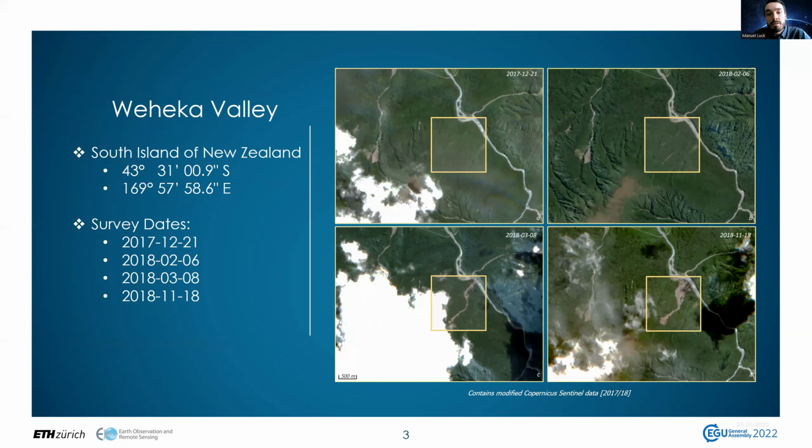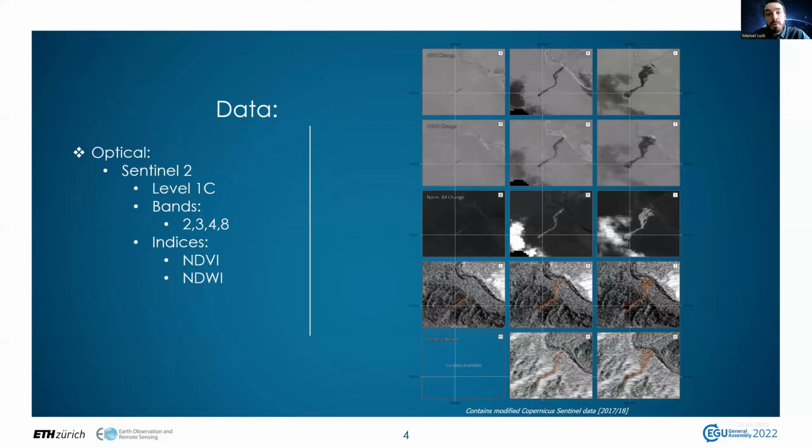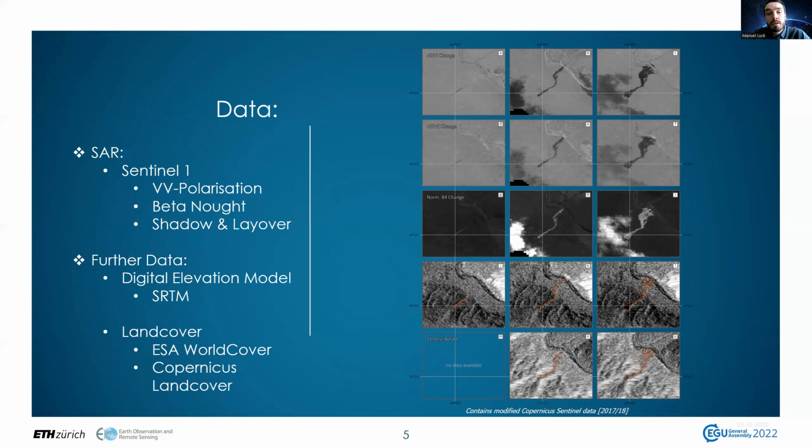For the first application of the pipeline, we chose the Weheka Valley, which is located on the west coast of New Zealand's South Island. During the year 2018, a landslide continuously grew from 30 to around 500 meters width at its widest point. As data, we use pre- and post-event Sentinel-1 composites and Sentinel-1 beta-nought products, from which we calculate the change. Furthermore, we use the SRTM 1 arc-second product for the digital elevation model and land cover data of the year 2017.